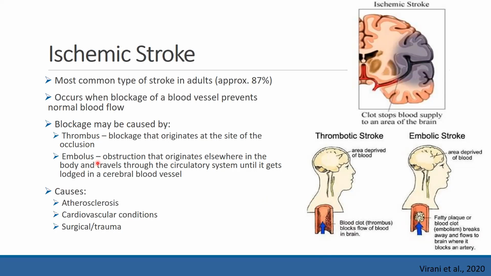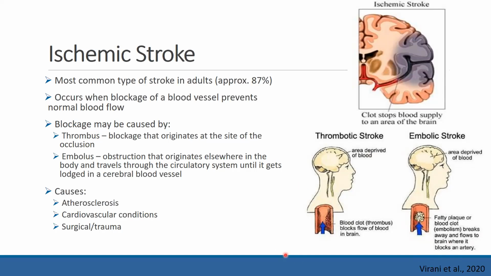You can also have an embolus, which is a fatty plaque or a blood clot or some sort of little clot that travels through your circulatory system from somewhere else in your body and ends up in your brain, blocking an artery in the brain. A lot of times you can have what's called a cardioembolic stroke, which means that a clot from your heart traveled through your circulatory system up to your brain, causing a stroke. But it can really come from anywhere in the body when we're talking about an embolus.